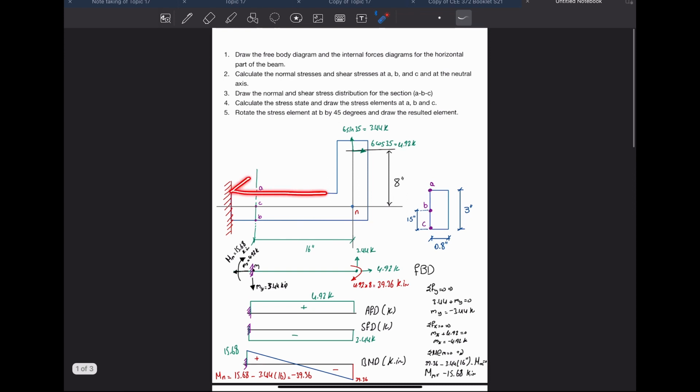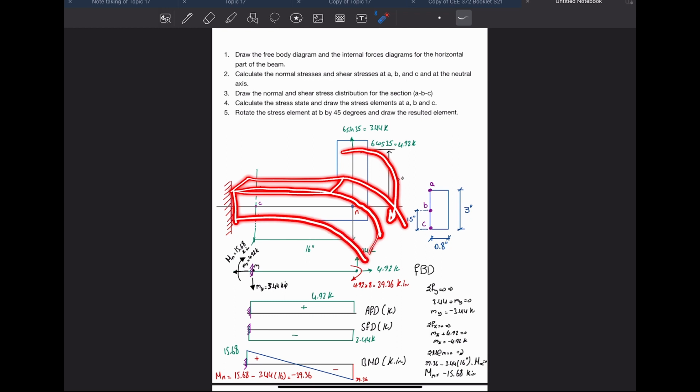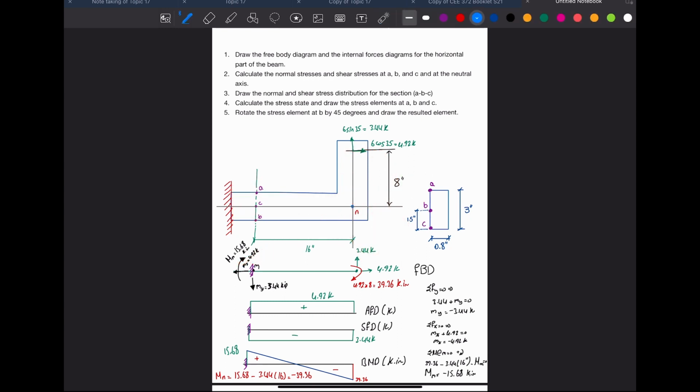If this beam is in 3D, and I do have a force like this, this beam is going to bend that way, right? Like this, right? So it's bending about, let's just assume our axes. So if this is X, and this is Y, and this is Z.